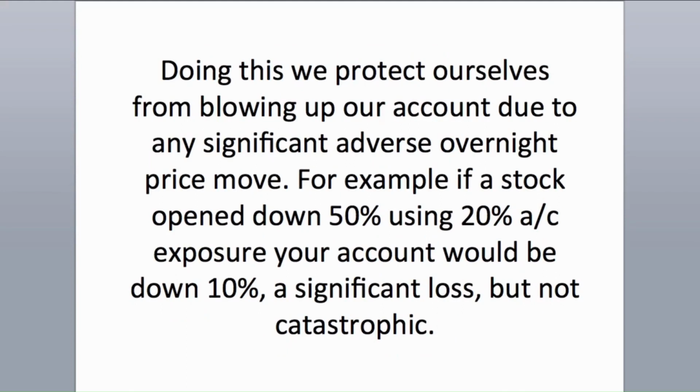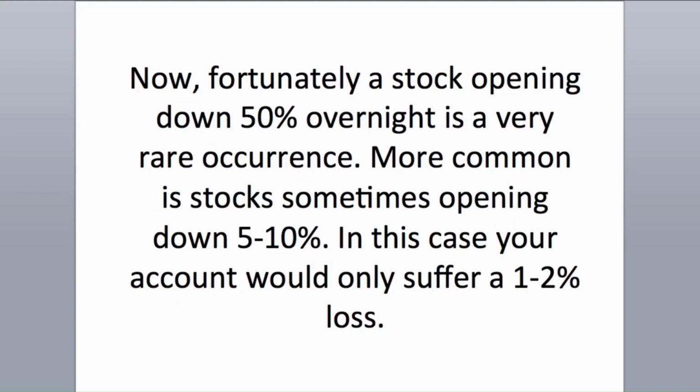Doing this, we protect ourselves from blowing up our account due to any significant adverse overnight price moves. For example, if a stock opened down 50% using 20% account exposure, your overall account would be down 10%, a significant loss, but not a catastrophic one. Now, fortunately, a stock opening down 50% overnight is a very rare occurrence. More common is stocks opening down 5 to 10%. In this case, your account would only suffer a 1 to 2% loss.